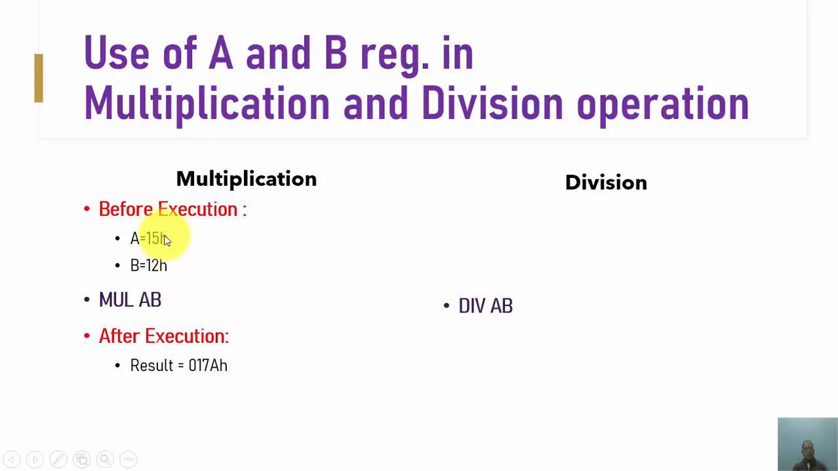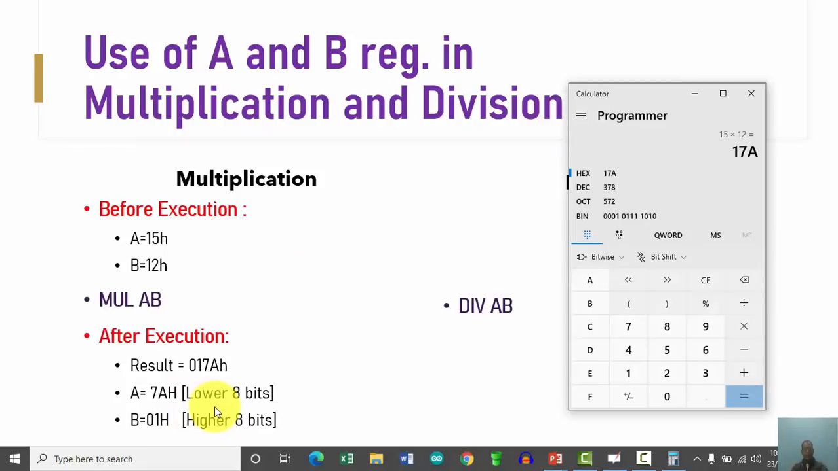So before execution, the first number is in the accumulator and the second number is in the B register. But when I multiply these two 8-bit numbers using the A and B registers, the generated result is 16-bit, and it is stored in such a way that the lower 8 bits of the result are stored in the accumulator and the higher 8 bits of the result are stored in the B register. In this way, the execution will take place.